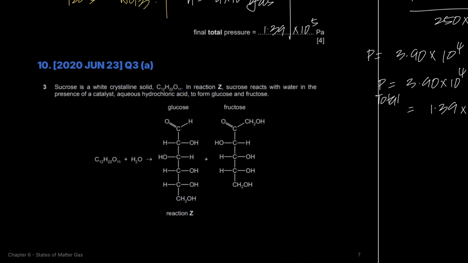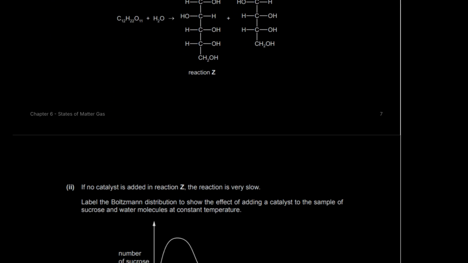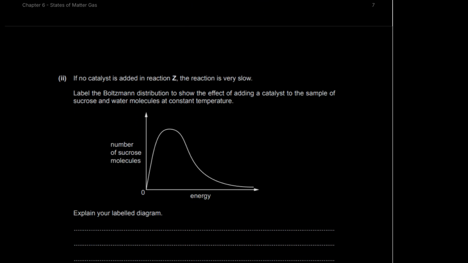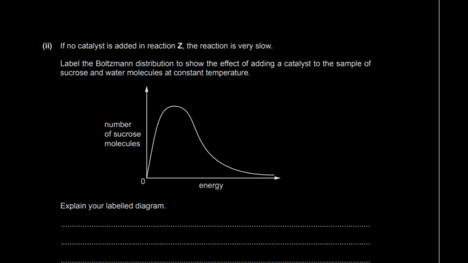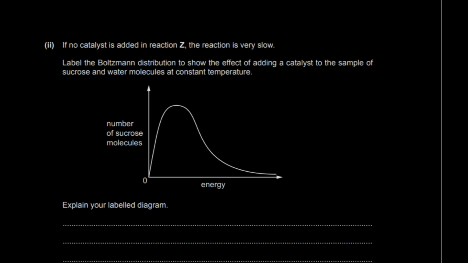In reaction Z, sucrose reacts with water. If no catalyst is added in reaction Z, the reaction is very slow. Label the Boltzmann distribution to show the effect of adding a catalyst to the sample of sucrose and water molecules at constant temperature. So it's basically sucrose reacting with water molecules, and he's asking you to show on this graph, using the Boltzmann distribution, what happens when a catalyst is added and what happens when a catalyst is not added, right?